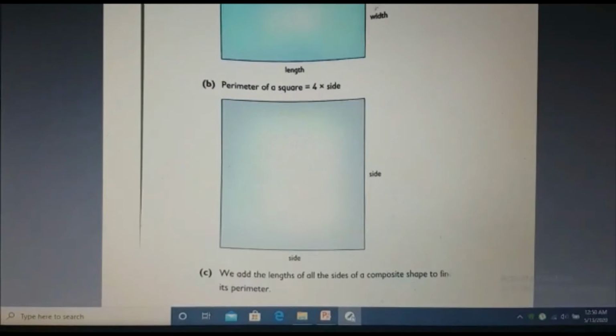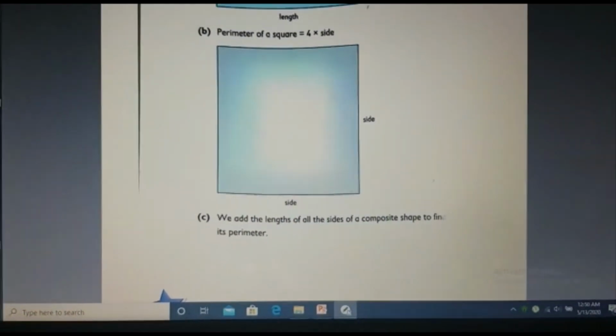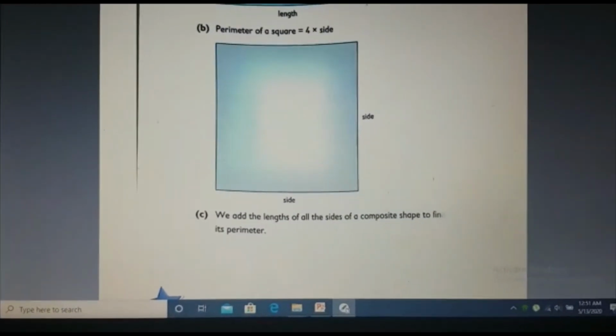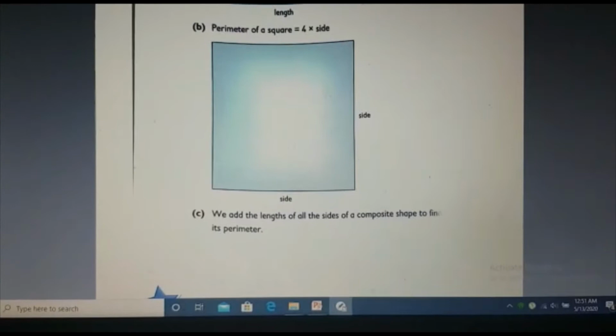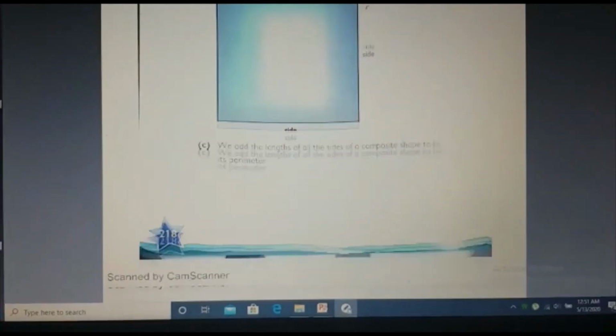Because here also the compound shape means it is the combination of maybe square, rectangle or some other shapes. So only if you know the area or perimeter of those shapes, you can do this. Okay. Is it clear? So first you watch yesterday's video, then you see today's video.